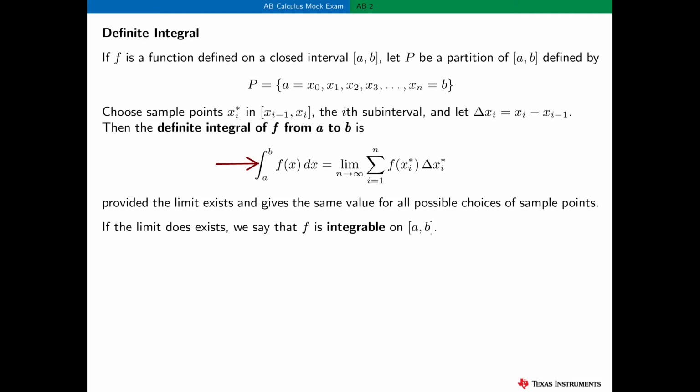This symbol is called a definite integral sign, and it's kind of like an elongated S, and that sort of makes sense because a definite integral is a limit of sums. The function f of x is called the integrand, and the values of a and b are the limits of integration. a is the lower limit and b is the upper limit. And the symbol dx indicates the independent variable is x.